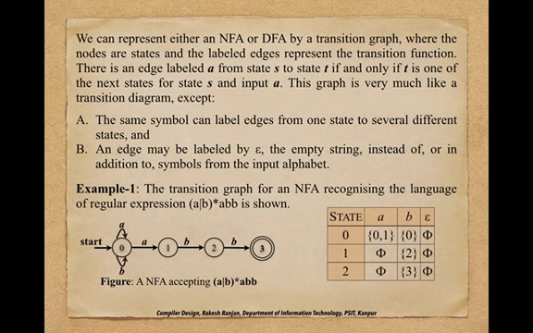Similarly, if we are at state 2, then we should take care of A, B and epsilon. If it is A, there is 5. If there is B, then there is 3. And for epsilon, there is 5. Similarly, for state 3, for A, B and C, we are going nowhere.